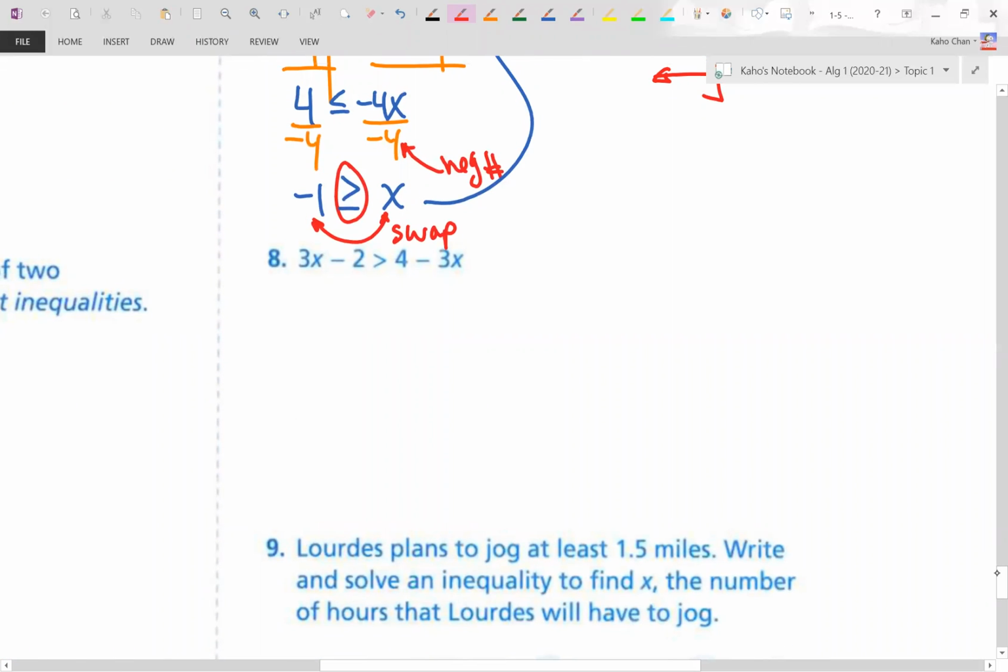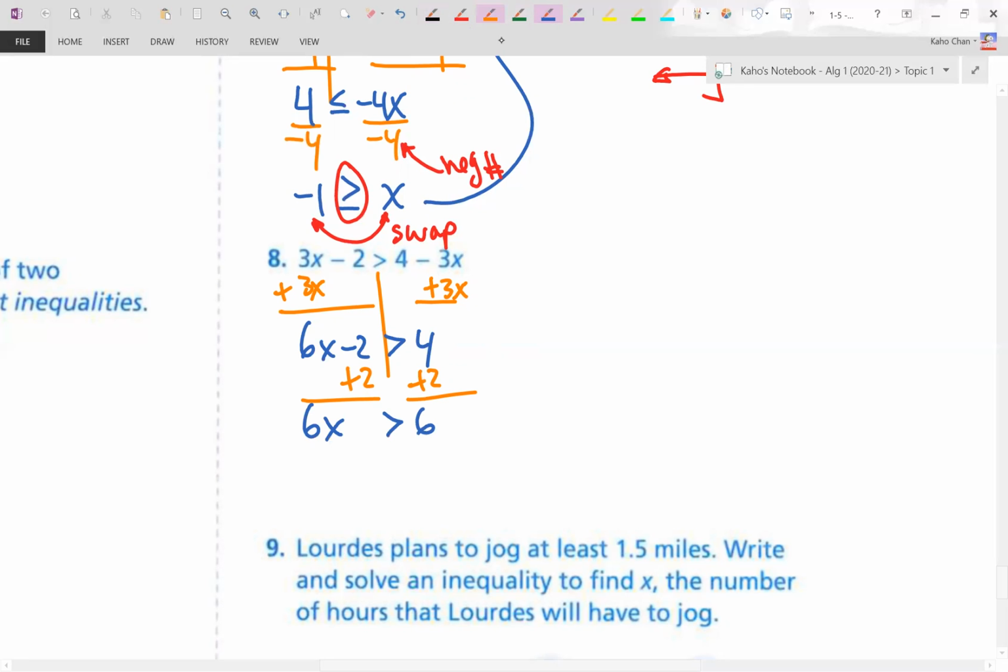All right. What happens if we add 3x to both sides? Oh, I was expecting one of those weird cases, but we got 6x minus 2 is greater than 4. Add 2 to both sides. Oh, almost done. I can feel it. 6x is greater than 6, divided by 6. This is great. X is greater than 1.